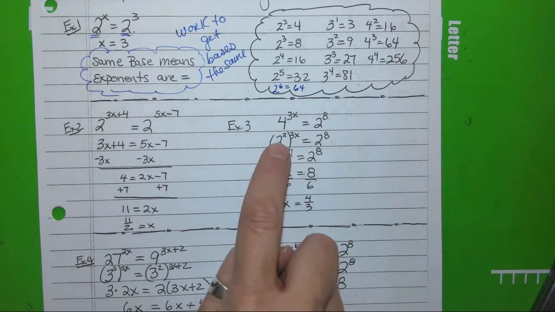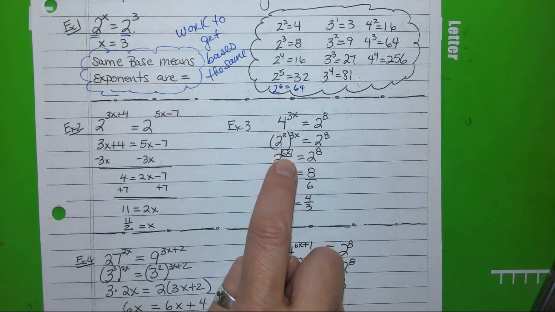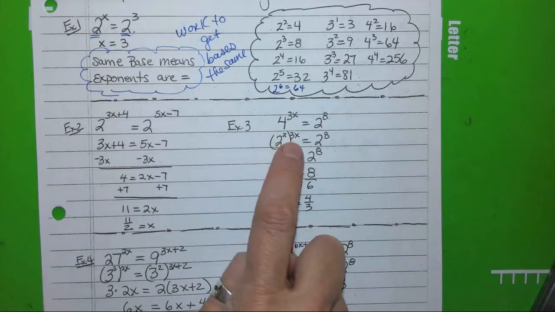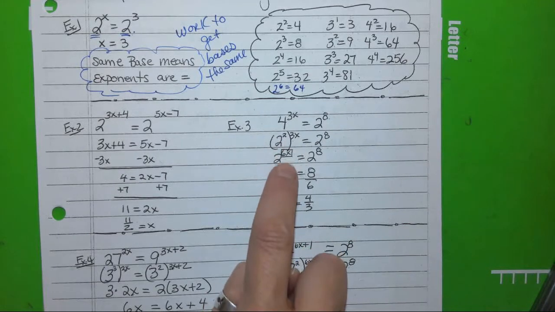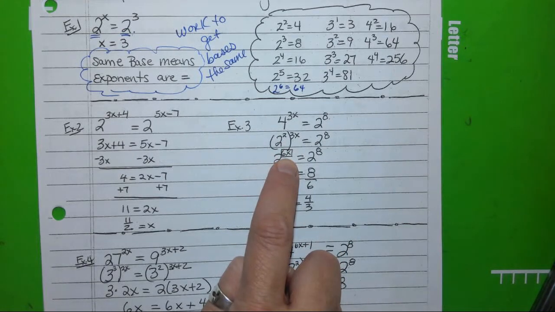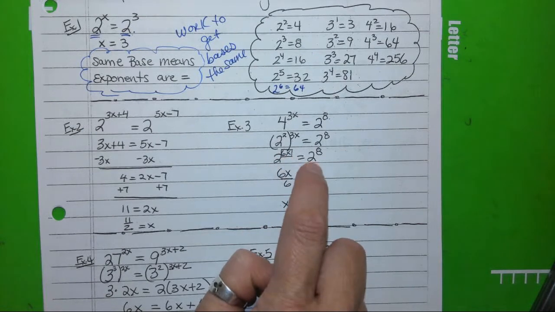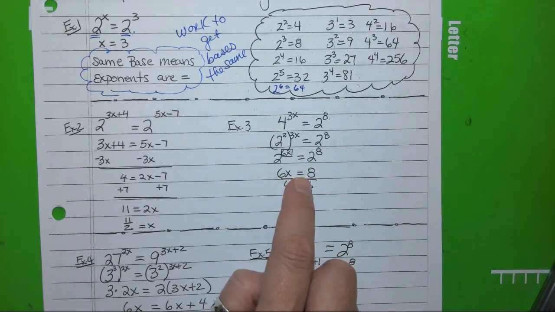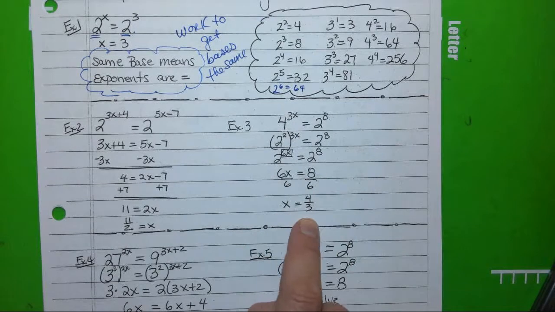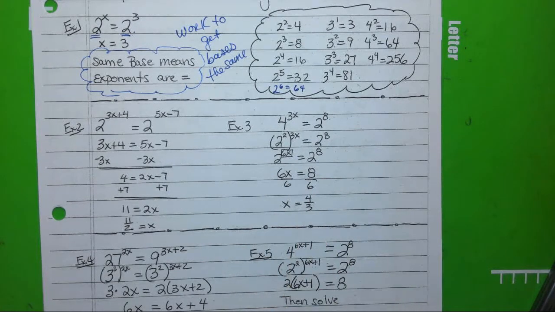Yeah, 2 and 2. So now, how did they get 6x? It's powers, so remember with powers you multiply. So 2 times 3x is 6x. So if I have 2 to the 6x and 2 to the 8, 6x has to equal 8. And then I solve. Questions on that one?